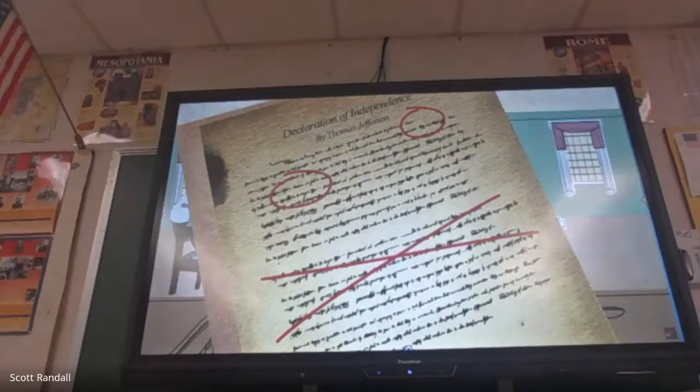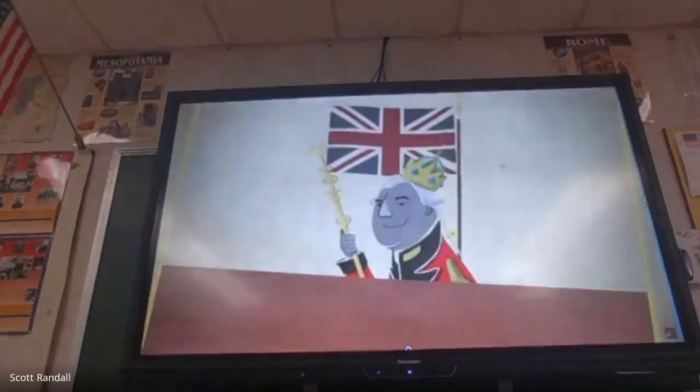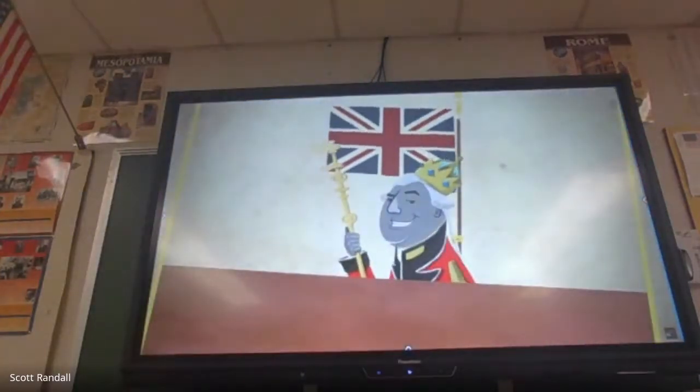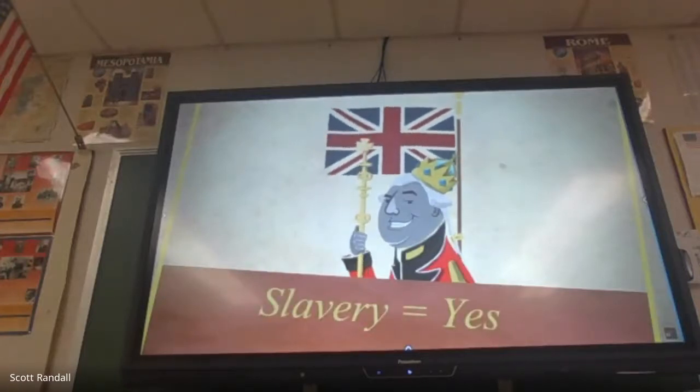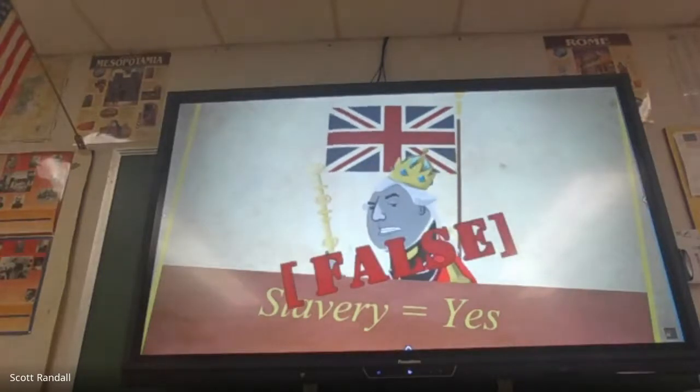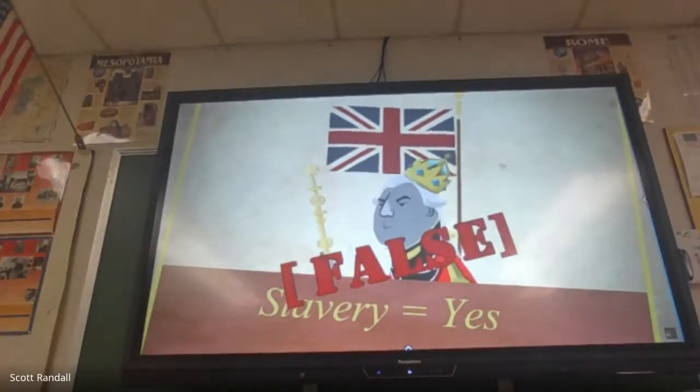In the long list of charges that Jefferson made against the King of England, the author of the Declaration had included the idea that George III was responsible for the slave trade and was preventing America from ending slavery. That was not only untrue, but Congress wanted no mention of slavery in the nation's founding document. The reference was cut out before the Declaration was approved and sent to the printer.